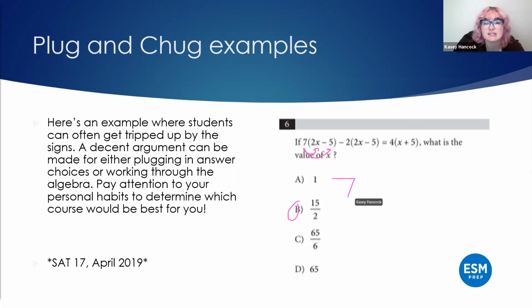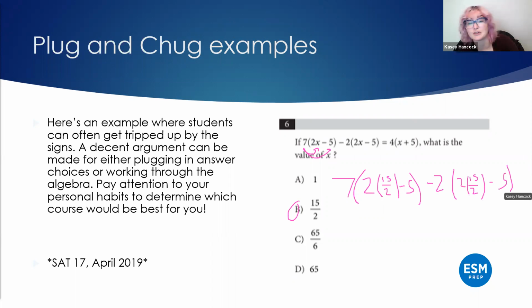Okay, so again, we've got 7, and now we're going to have 2 times 15 halves minus 5, minus 2 times another 2 times 15 halves. Again, minus 5. So if you notice the pattern, you could only do that once and just use the same value twice. And then that's going to equal, I'm running out of space here, 15 halves plus.